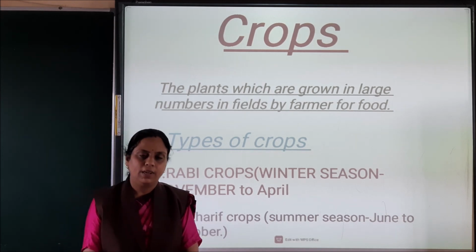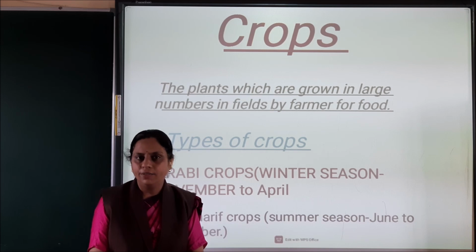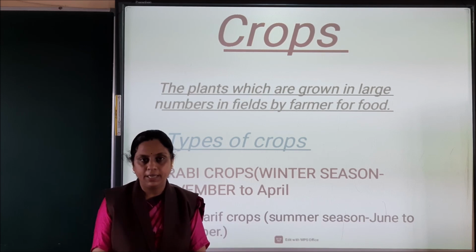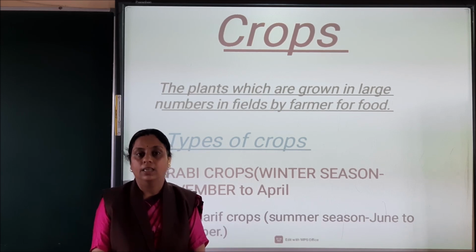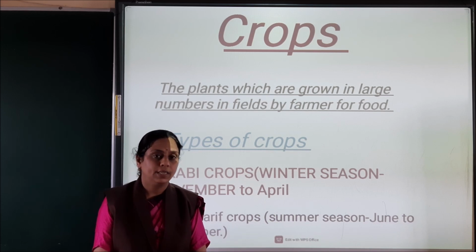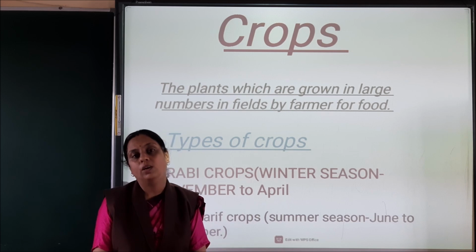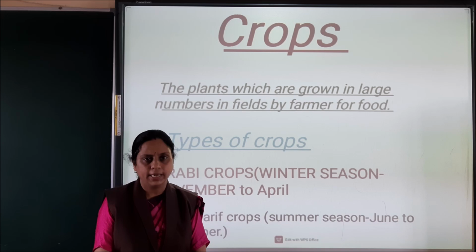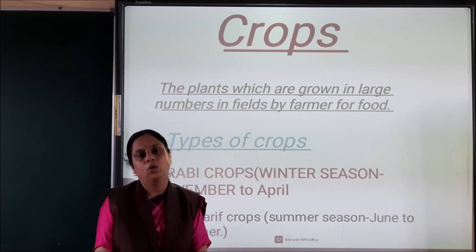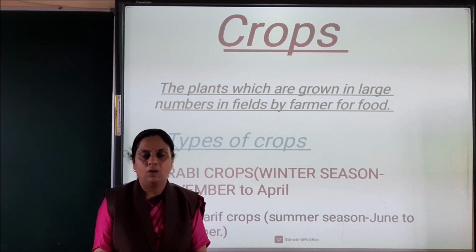So, children, tell me one thing. You are wearing the clothes according to the climatic conditions? Yes. In summer season, you are wearing the light cotton clothes. In winter season, you are wearing the woolen clothes. Are you wearing the sweater and jackets in the summer season? No. Same way, crops also depend on the seasons. On the basis of that, there are two types of crops.